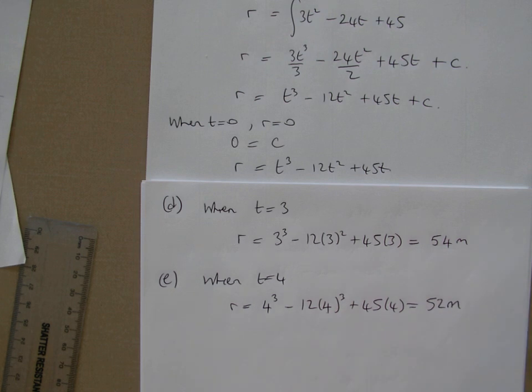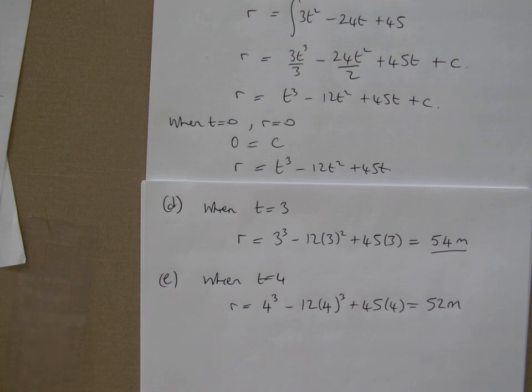Now, you've got to think logically about this. In part D, in the first 3 seconds, it had travelled 54 meters. Now it's asking what distance it's travelled after 4 seconds. Well, it can't be less. It can't be travelling less distance over an extra second. The distance should be more.